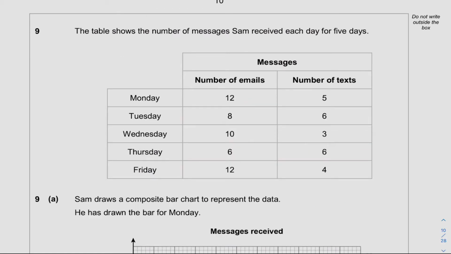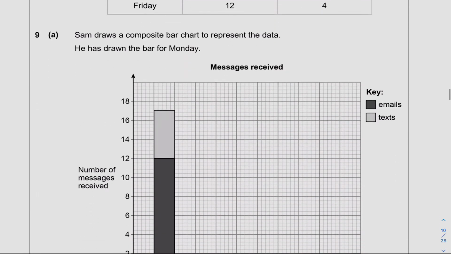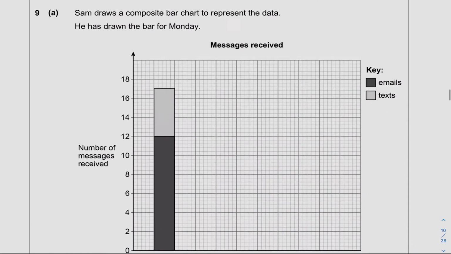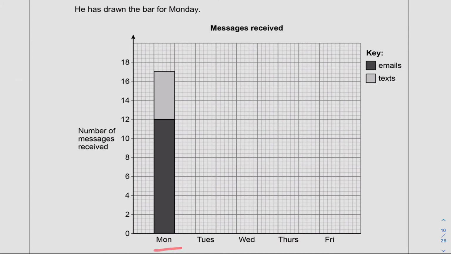Okay, so for question 9, we are given a table and it shows the number of messages that Sam received each day for 5 days, and it's in terms of emails and in terms of text. We are then given a diagram here, which is a bar chart showing the data from the table. And the first day, Monday, has already been completed, so as we can see, we've got a line at 12 and then another one at 17.